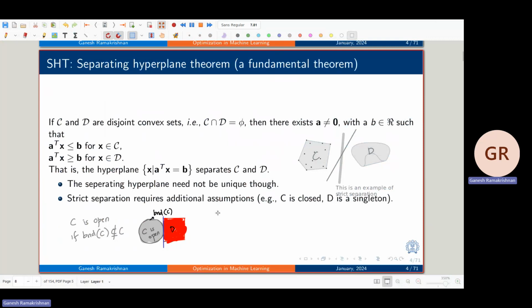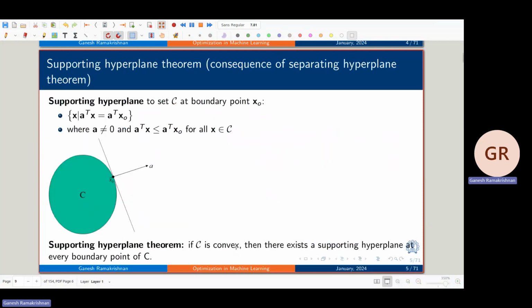And what does open or closed mean? Open means that the boundary is not a subset of C. For example, if I just remove the boundary here, just the interior of C is basically an open set. The interior of C is an open set, right? So if C is closed, then you can show that strict separation is possible. Anyways, this is not the main topic of discussion, just a side point, strict separation.